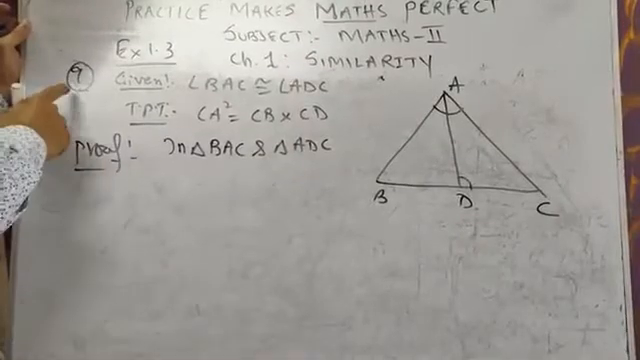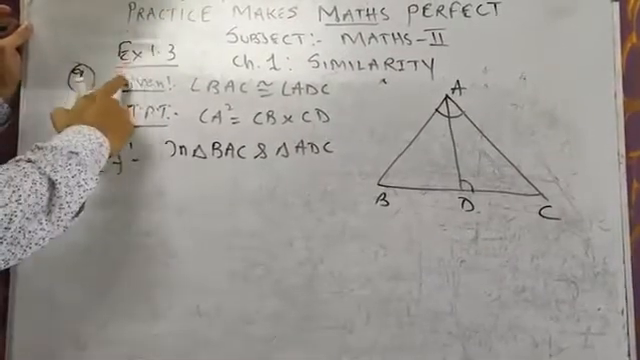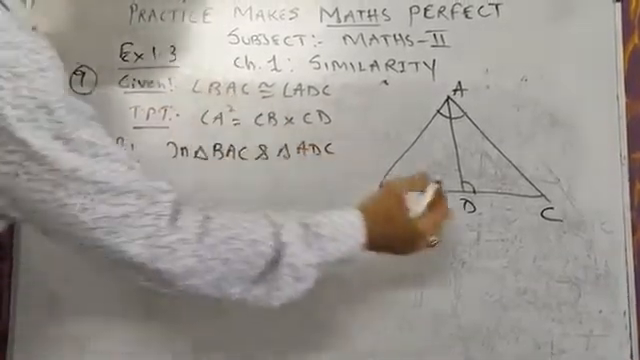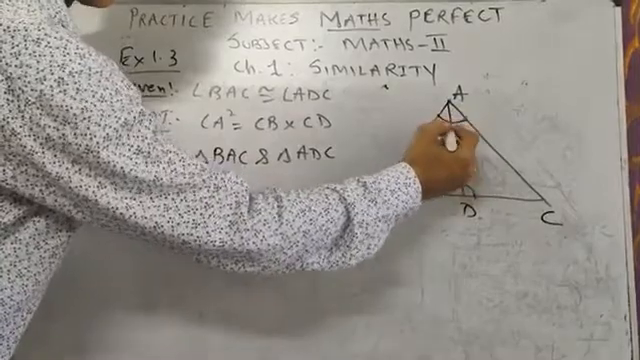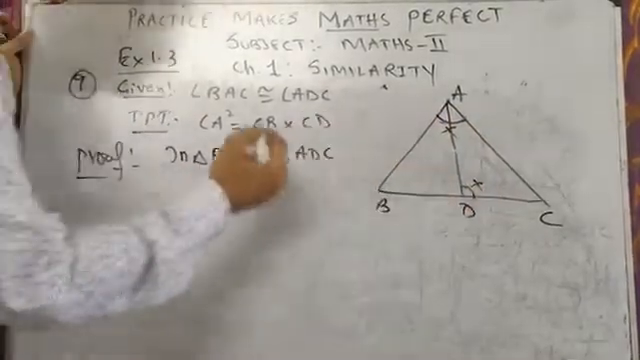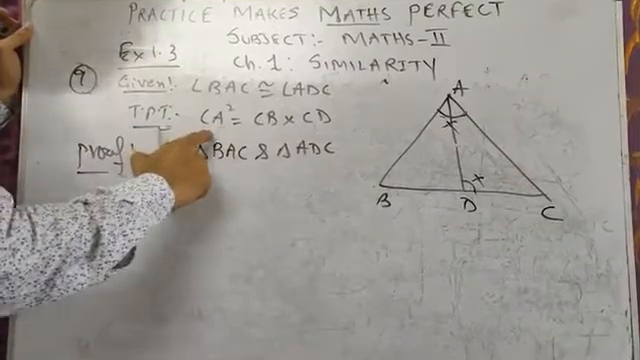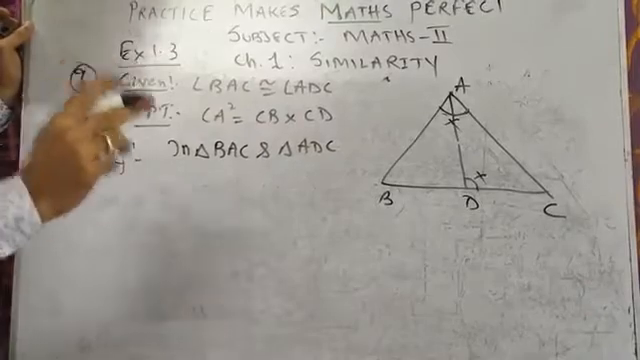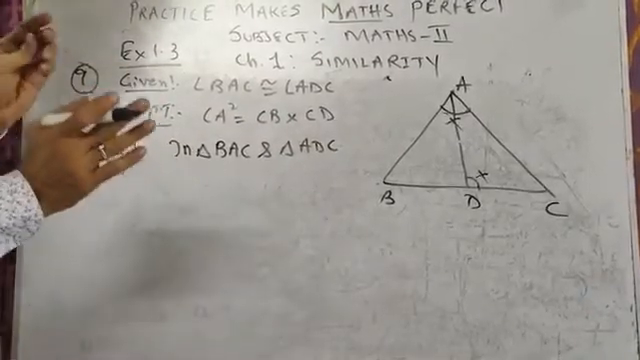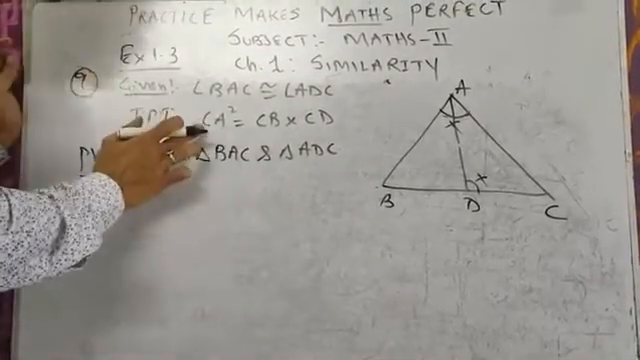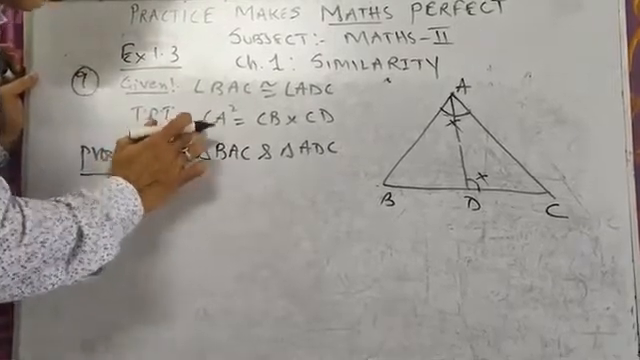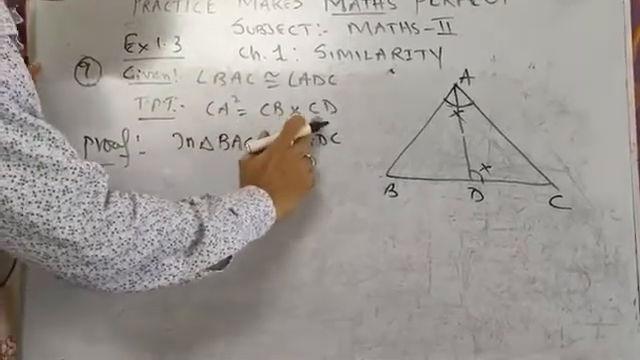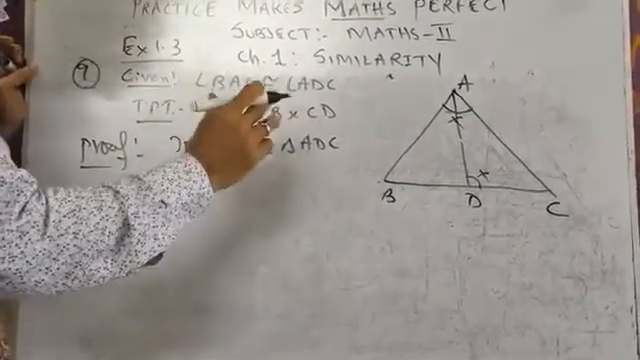Okay, now come to sum number 9, last sum of this exercise 1.3. Diagram is given to you. This angle BAC is congruent to angle ADC. This is given, and you want to prove that CA square is equal to CB into CD. So for that we have to prove two triangles similar. Then you will get the sides in proportion, and then afterward you can get this answer. Because CA square means CA into CA is equal to CB into CD. So sides are multiplied.